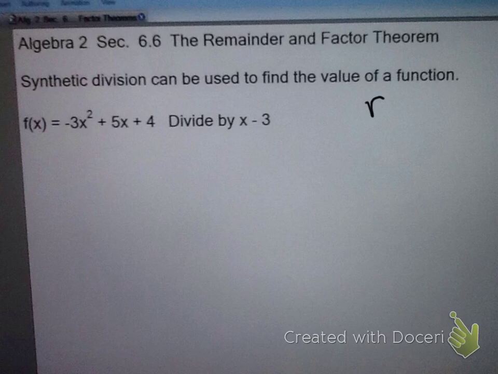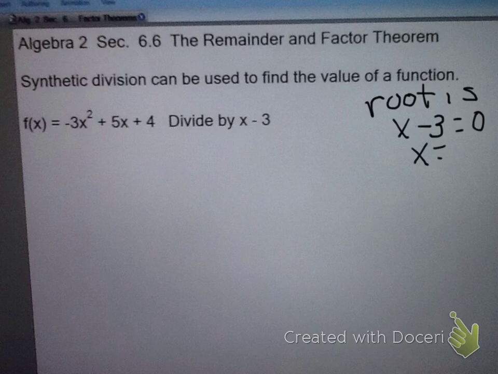Section 6.6, the remainder and factor theorem. Synthetic division can be used to find the value of a function. So our root in this polynomial is 3. So we're going to set it up in synthetic division. So the 3 goes in the half box.